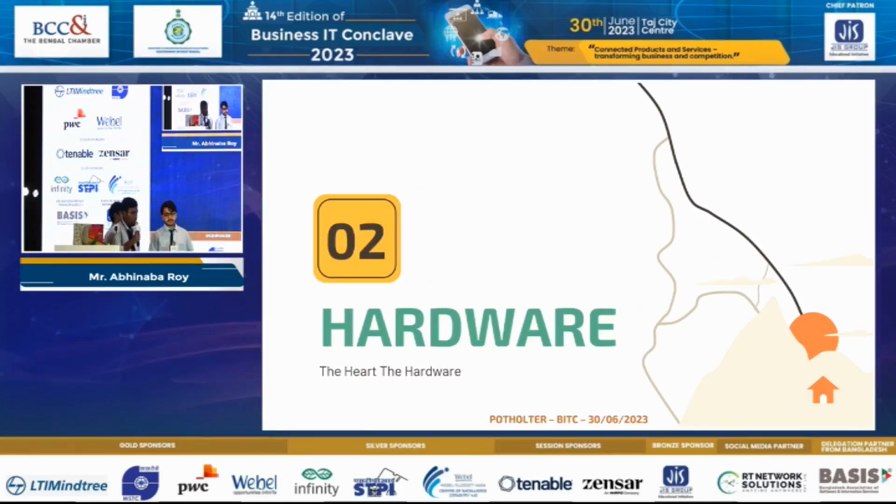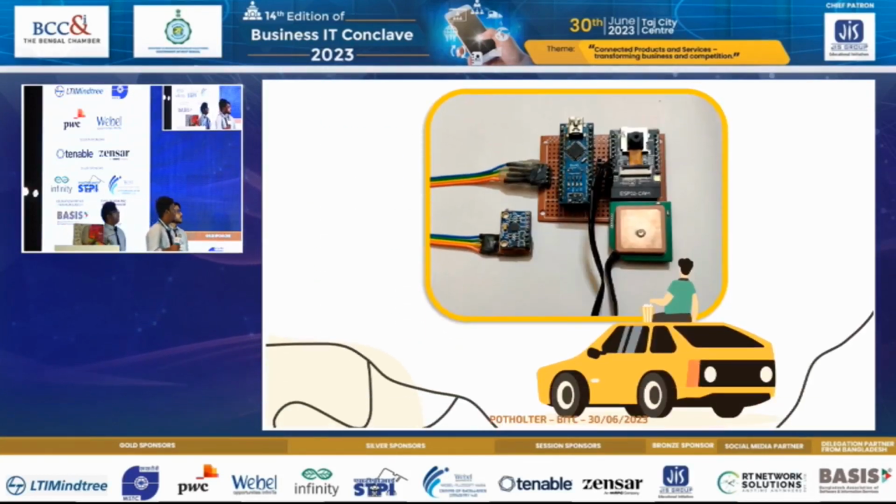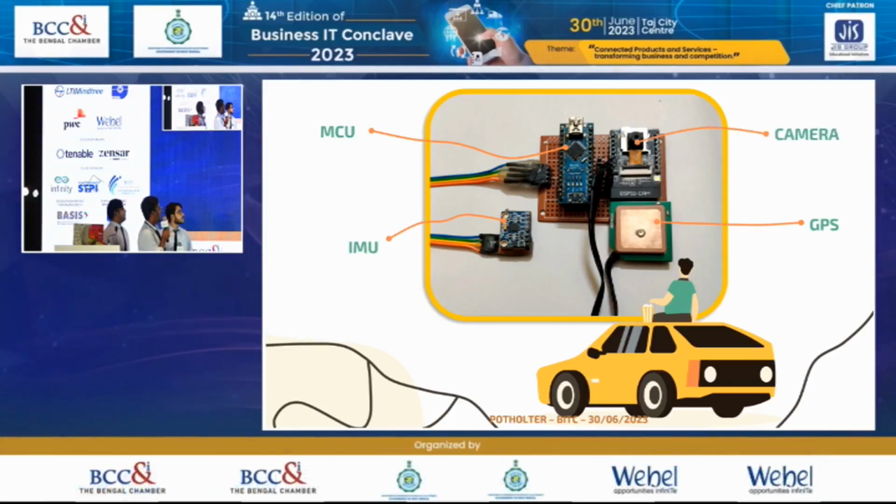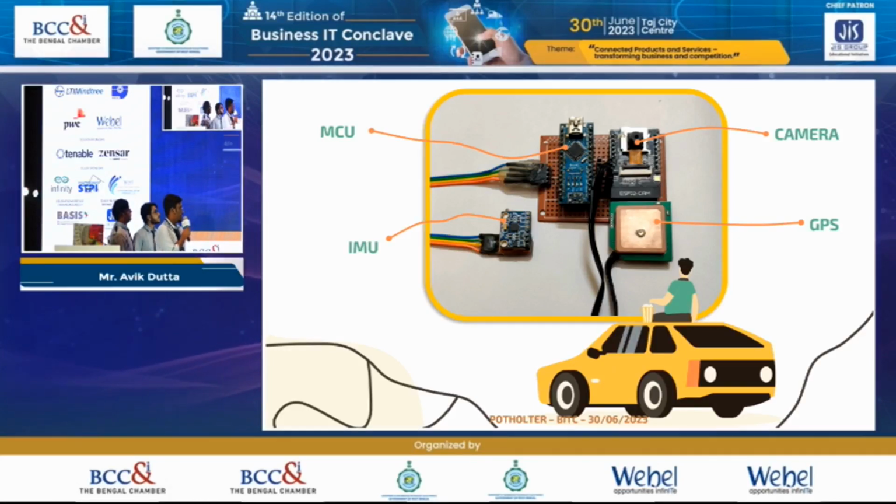Let's come to the hardware part. We basically use only the 4 components, that is a MCU, the microcontroller unit, IMU, the inertial measurement unit, a camera, and a GPS only.